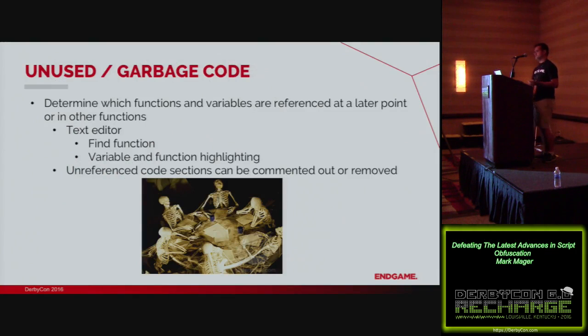Let's see. So for unused and garbage code, first off, you'll want to eliminate any of that where it's apparent. Garbage code is definitely very easily determined by using both variable and function highlighting as well as defined functions provided by your text editor of choice. Any variables or functions that are not subsequently referenced elsewhere within the code can be commented out or removed quite easily.